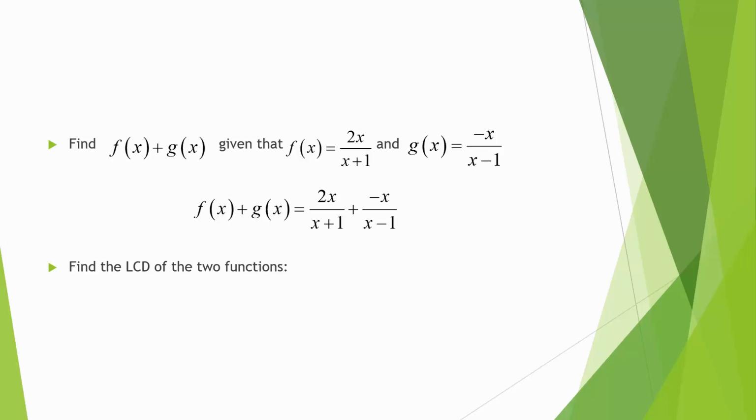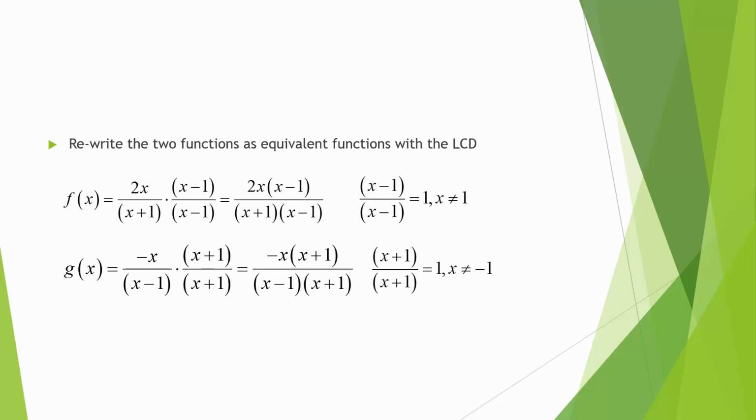Next, we have to find the LCD of the two functions, since they don't have common denominators. To find the LCD, we simply multiply the two distinct prime denominators together. So the LCD is x plus 1 times x minus 1. Next, we have to rewrite the two functions as equivalent functions with the LCD, the least common denominator.